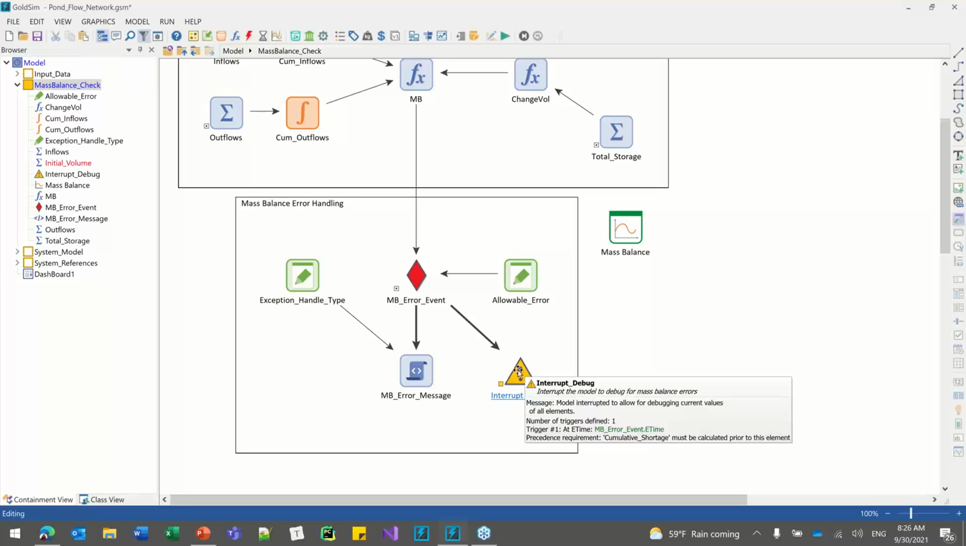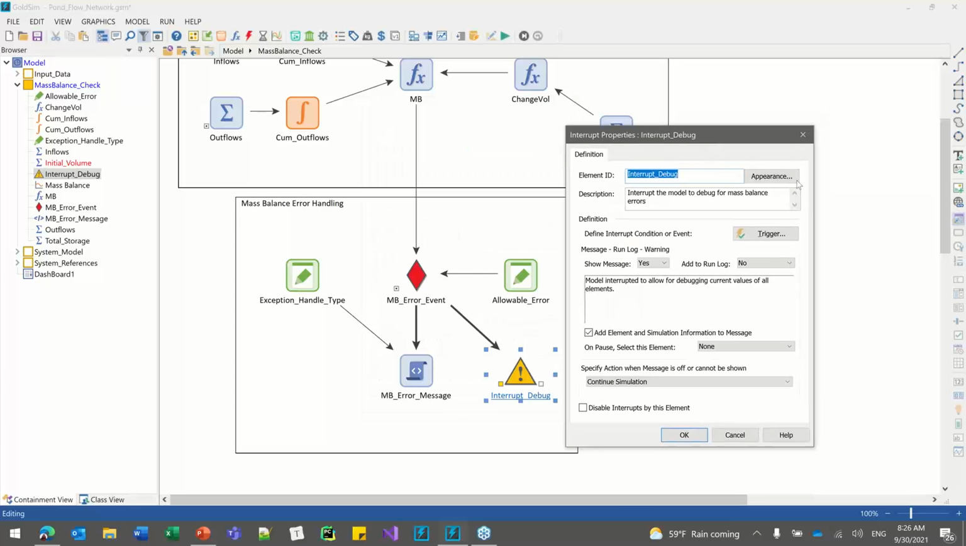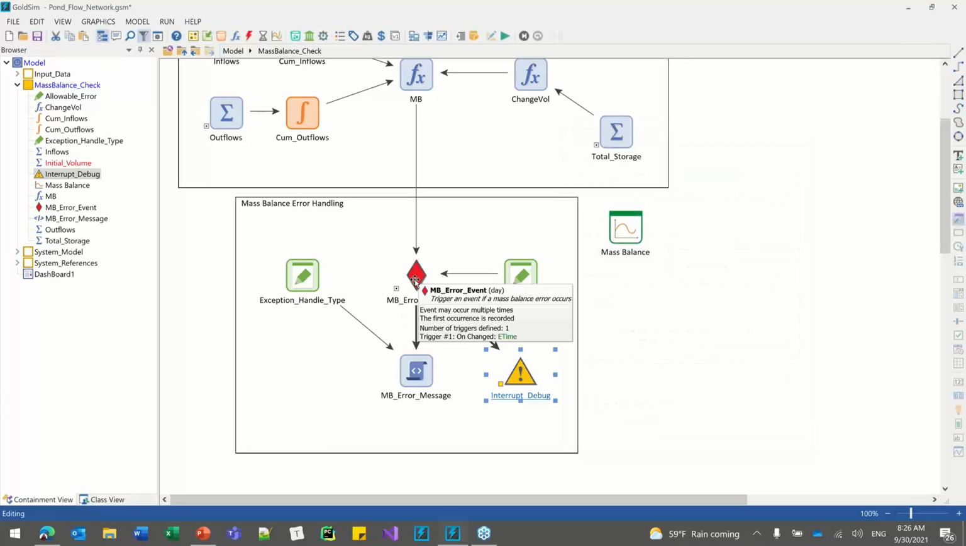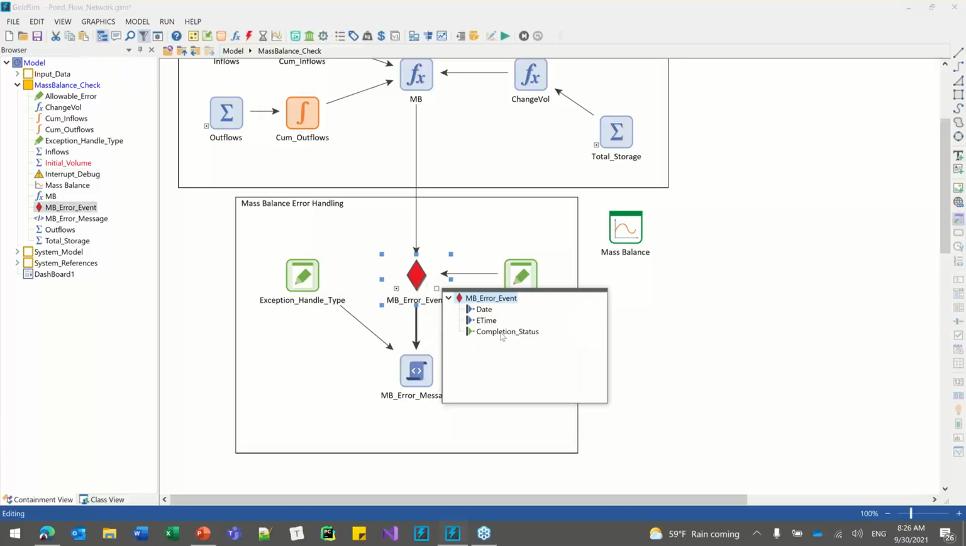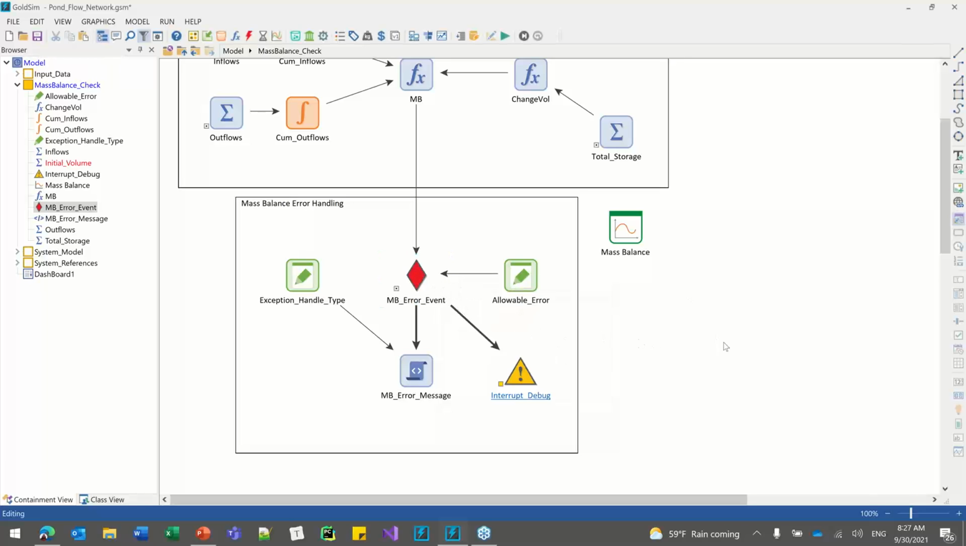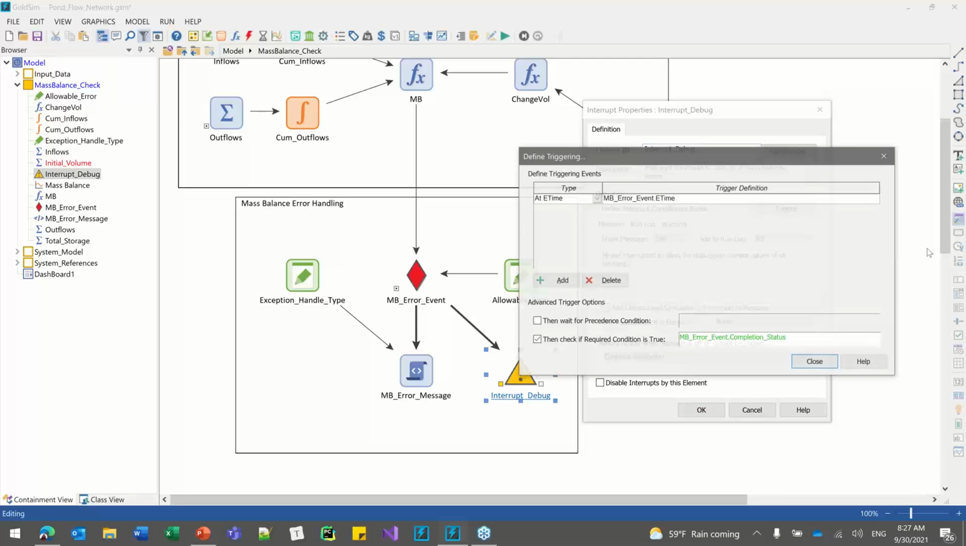And for those of you that are new to the interrupt element, when I open it up, you'll see that essentially you just trigger it. You tell it when to interrupt. And the nice thing about the mass balance model that you'll find on our website is that it uses a milestone element, which can tell us exactly the date, the elapsed time, or the status. It becomes true when this milestone is triggered. And this milestone happens to be triggered when the very first mass balance error occurs during the simulation. So we then just point that over to trigger our interrupt element.